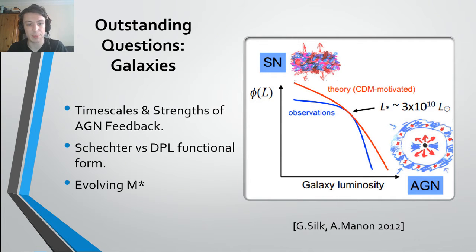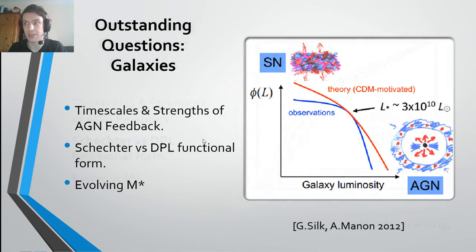So why is it, after 30 plus years of high redshift luminosity functions, that we're still making these measurements? Here I highlight some of the underlying questions that remain to date regarding the general galaxy population, such as the timescales and strengths over which AGN feedback governs the shape of the luminosity function.